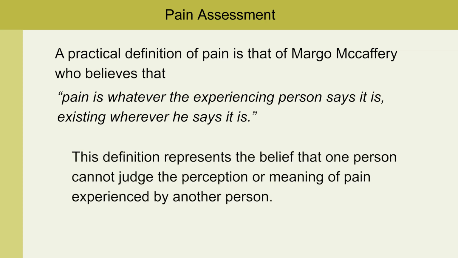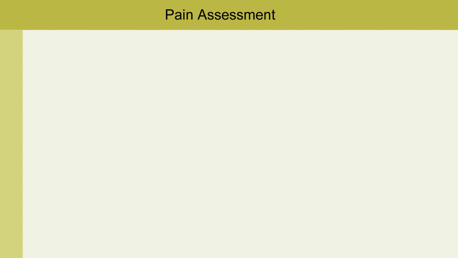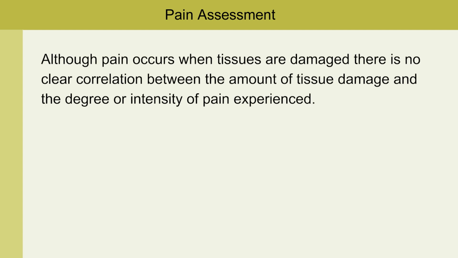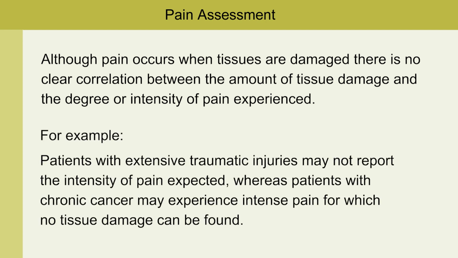This definition represents the belief that one person cannot judge the perception or meaning of pain experienced by another person. Although pain occurs when tissues are damaged, there is no clear correlation between the amount of tissue damage and the degree or intensity of pain experienced. For example, patients with extensive traumatic injuries may not report the intensity of pain expected, whereas patients with chronic cancer may experience intense pain for which no tissue damage can be found.